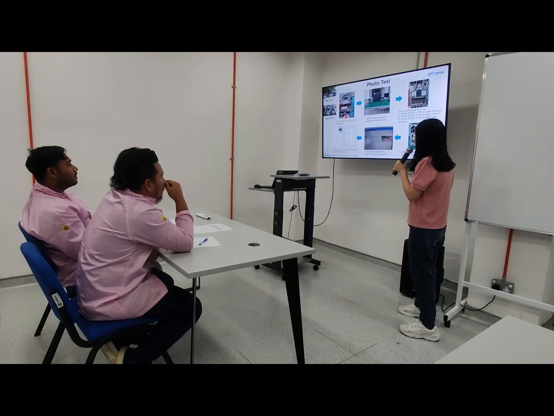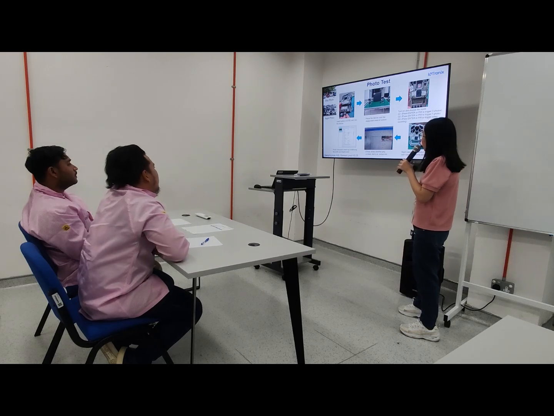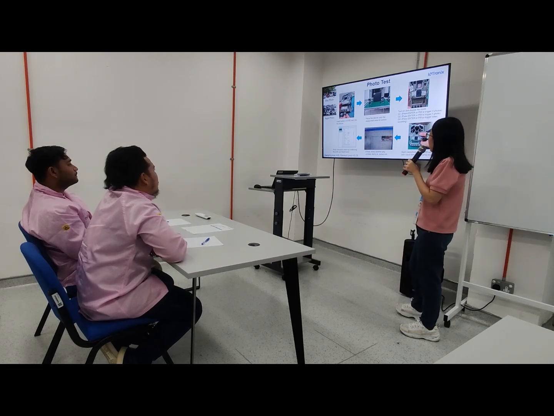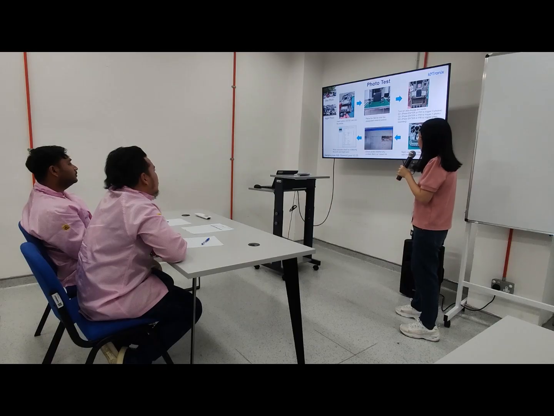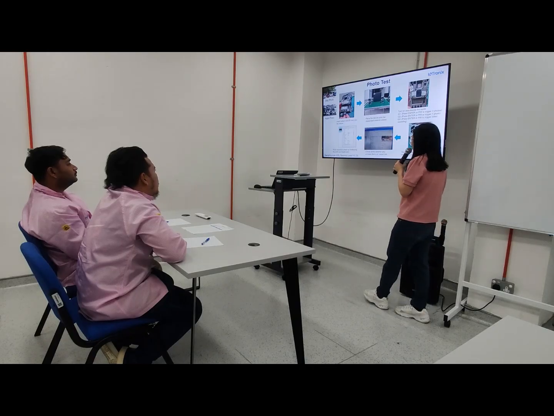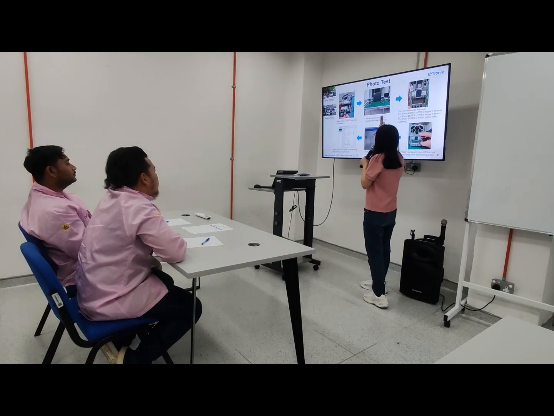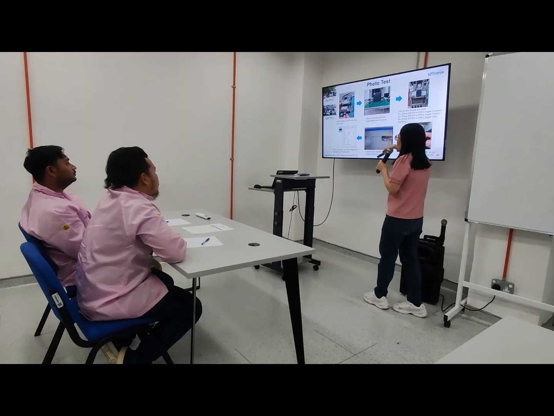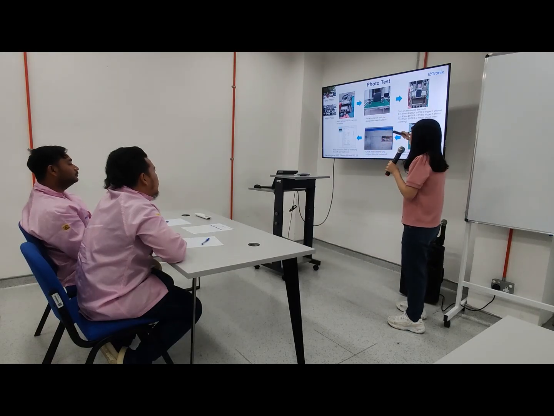Okay, next is photo test. For the photo test, what's the thing that we require? SD card and battery. First we will insert the SD card and battery into the device. Then we will paste the device on the designated area outdoors. This one we will do outdoors.